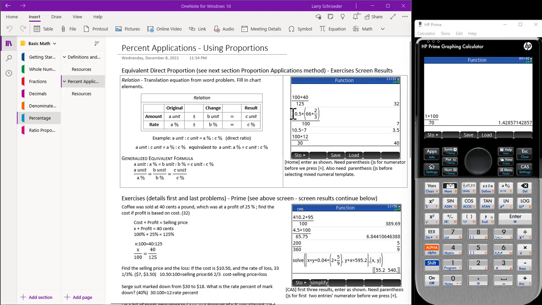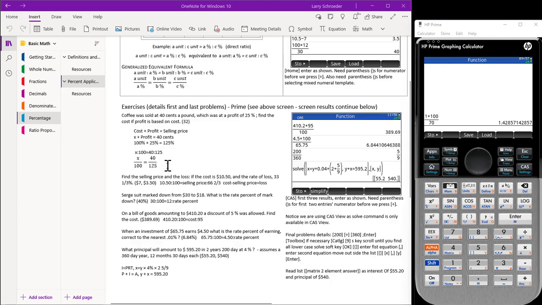There was parentheses put in before we did this, and parentheses put in on the mixed numeral. The parentheses for the numerator are dropped when the calculator writes this part out in the history, and divided by 100 to get the price that we sold it for to be $7. To get our loss, we take the 10.50 minus 7, and our loss is $3.50. We have scrolled down, and we now will look at the last problem.